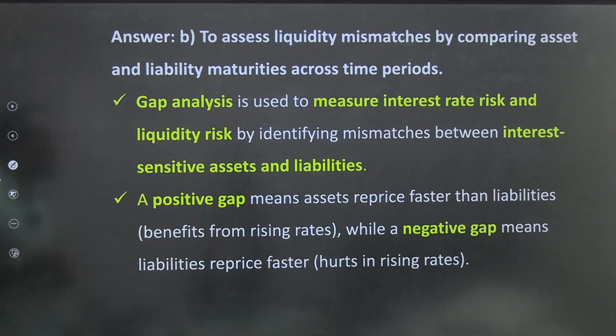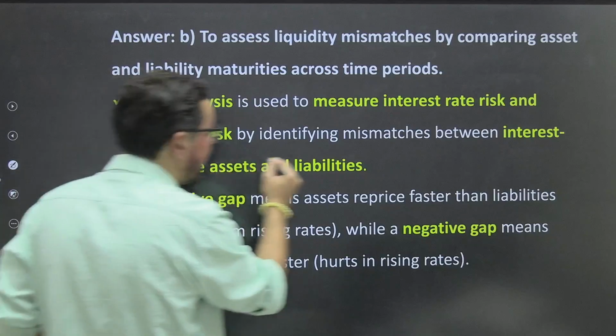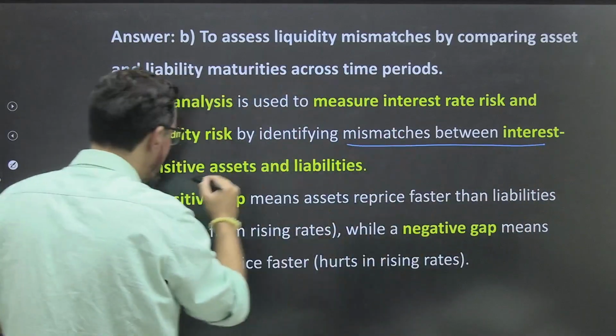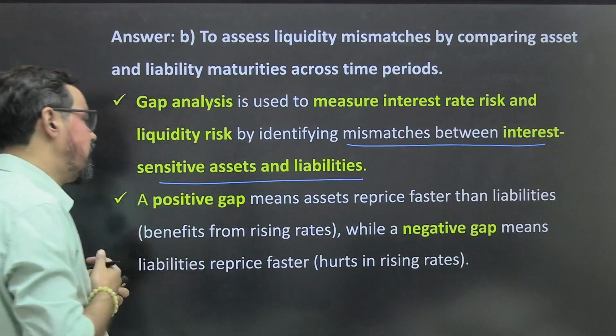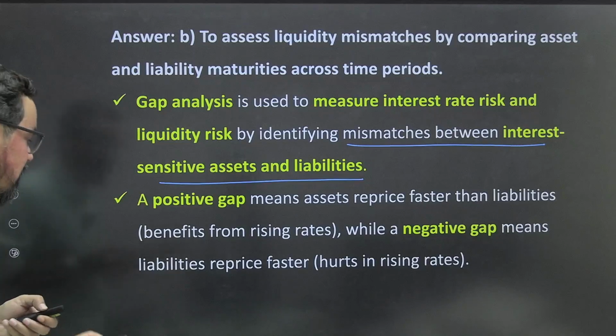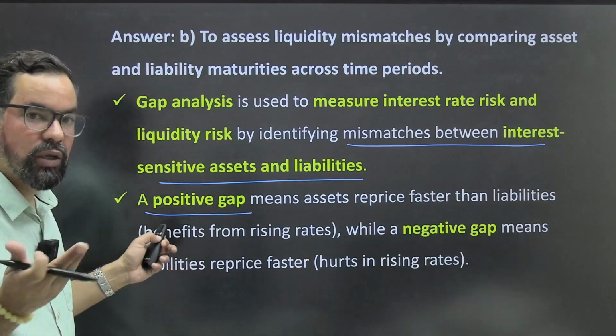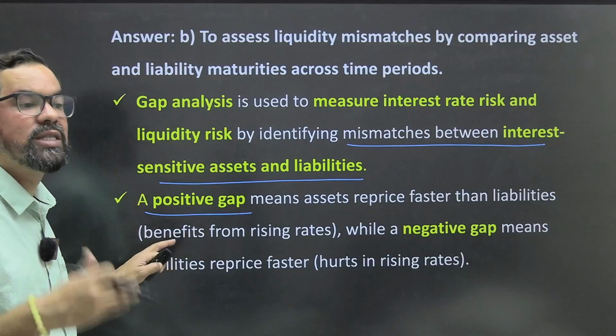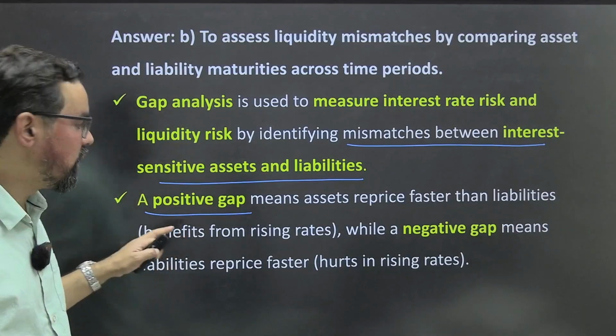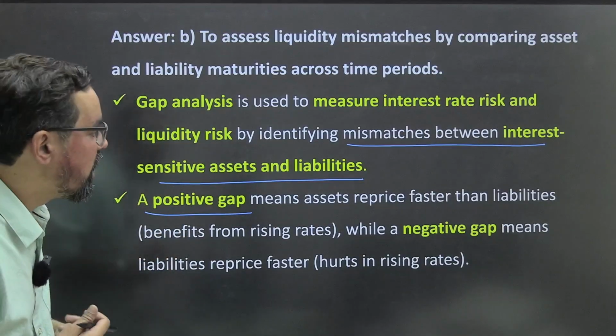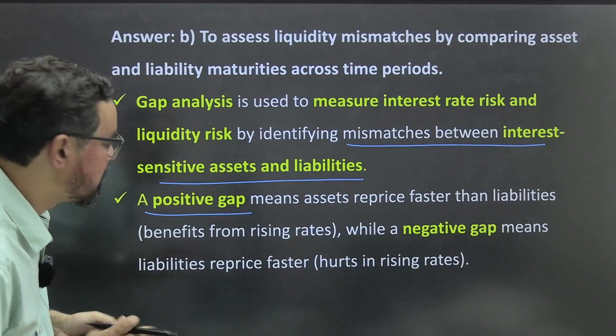Okay. So gap analysis is used to measure interest rate risk and liquidity risk by identifying mismatch between interest rate sensitive assets and liabilities. A positive gap means your receivables are more than your payables, and a negative gap means your payables are greater than your receivables. This is the same thing.